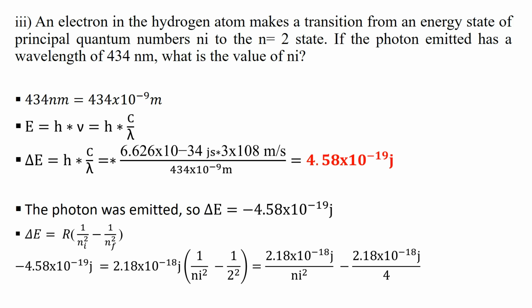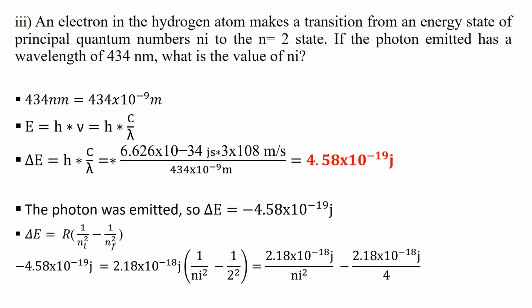Then they are asking what is the value of Ni, which means they are asking for the initial state Ni. For us, we have the wavelength of the photon which is emitted. From that wavelength we can calculate the change in energy. The change in energy is equal to the Planck constant times the speed of light divided by the wavelength. The speed of light is known, the wavelength was given, and the Planck constant is also known. Then you can calculate the change in energy.